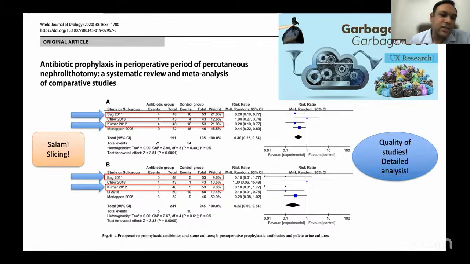Why this arises is because of salami slicing. In 2011, the group published one RCT, and again in 2012, maybe some more patients were taken, and it was published again. So as an author and as a researcher, you need to understand this point. You need to analyze the systematic review and meta-analysis with these facets and see whether it is applicable or not.